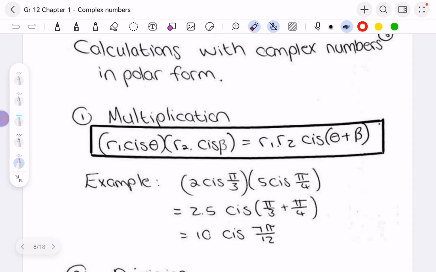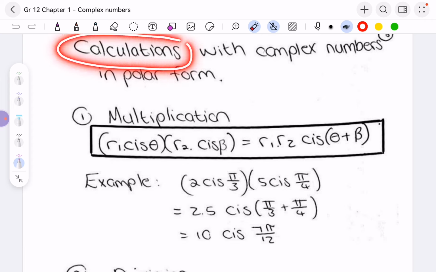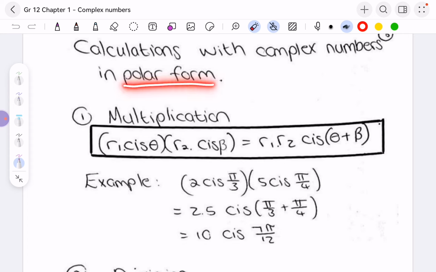So changing from one to another, I just put it into the calculator. Next part of the work, we're going to do some calculations, and most of the time I want it to be in polar form. So if they're asking you calculations and it's not in polar form, go and convert it first to polar form.